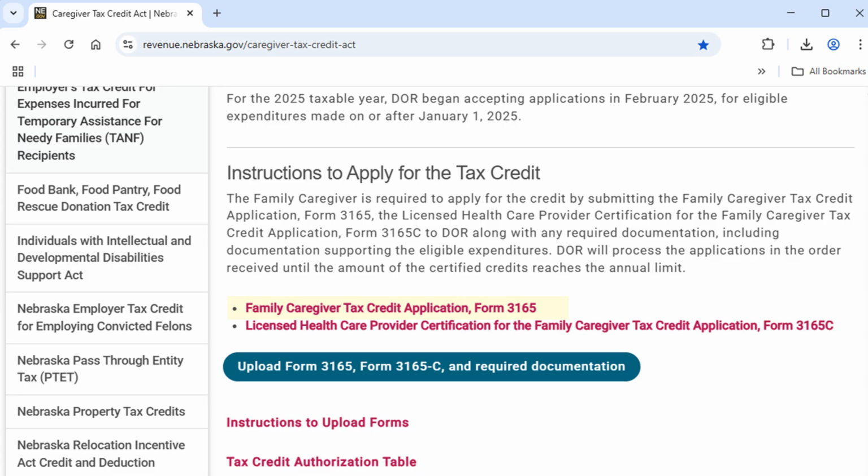Form 3165 can be completed by printing off the form and completing the information directly on the form, or can be accessed online at revenue.nebraska.gov/caregiver-tax-credit-act and typing the information directly into the form to complete. Once the form has been completed, you can print off the form if you plan to mail it in, or save it on your computer if you plan to submit the application online, so you can upload it to the site where you're ready to submit it.